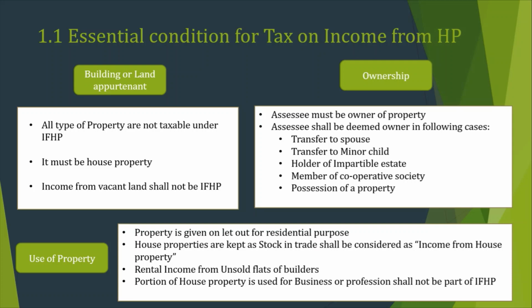Okay. Then use of the property. First of all, this property is given for rent for residential purpose. Okay. If this house property is kept as stock in trade, mostly in the case of builders, then all these unrented or unsold flats shall be a part of income from house property. Okay. Then a portion of house property used for business or profession, as I already mentioned, shall not be a part of income from house property.